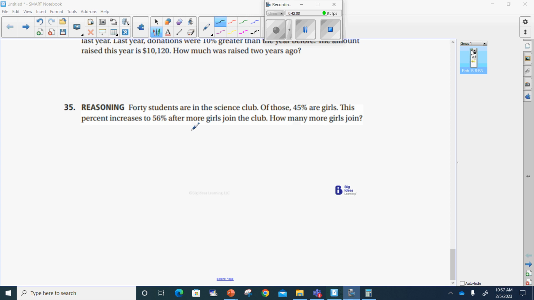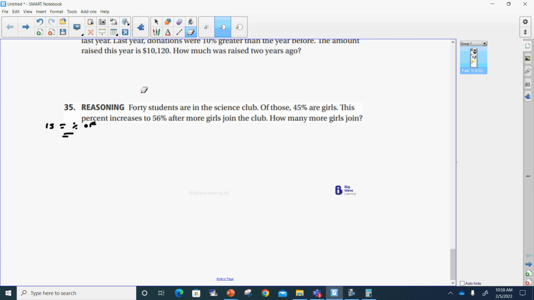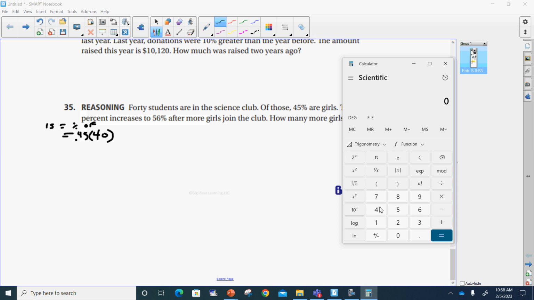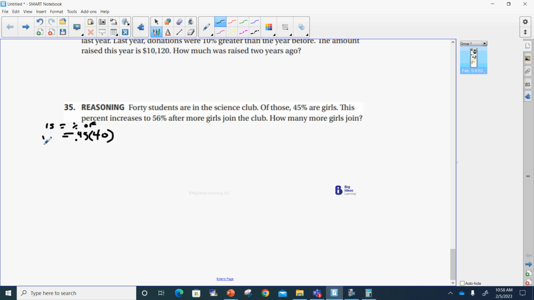When I work this out, I'm just going to say that if I've got 40 students, and I want to know how many are girls, remember, the percent equation is: is equals the percent times the of. Let's break this down the way it's written in our problem. We're finding out the is. We know that there's 40 kids in the club. We're taking 45% of them, so we multiply by 0.45. 40 times 0.45 is going to be 18. So there were 18 girls in the club already.